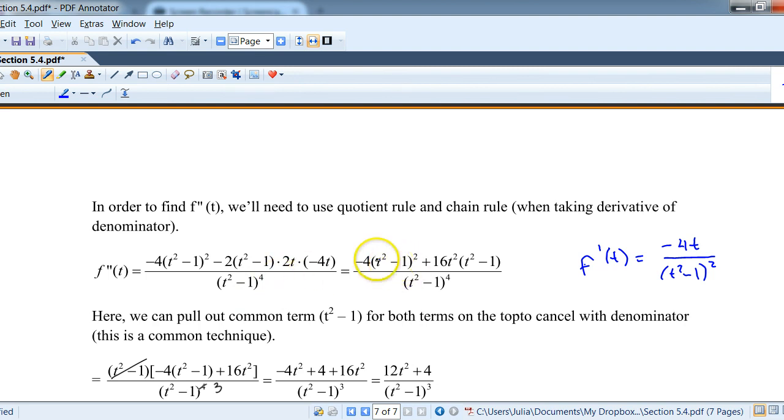So I just cleaned this up a little bit. Basically, all I did was multiply the negative 2 times 2t. We'll get negative 4t times negative 4t. We'll get positive 16t squared. So everything else I left pretty much the same.